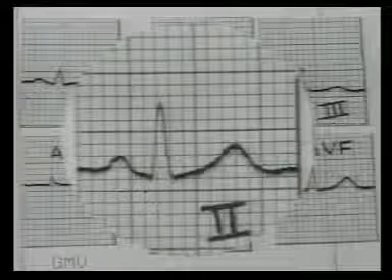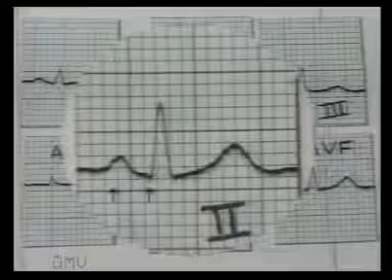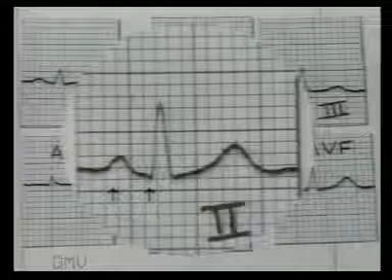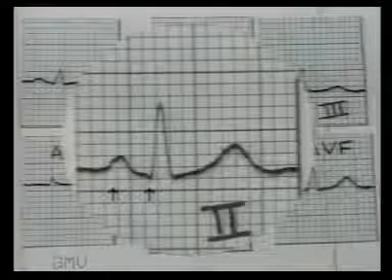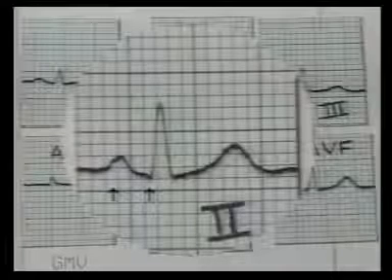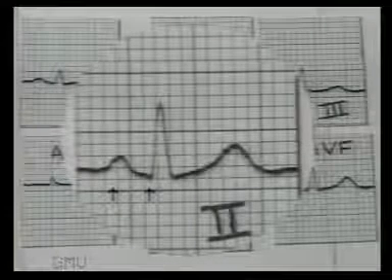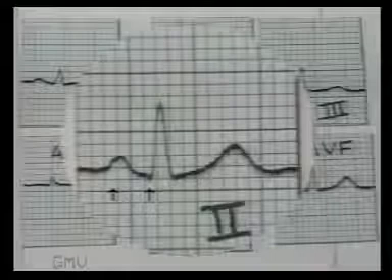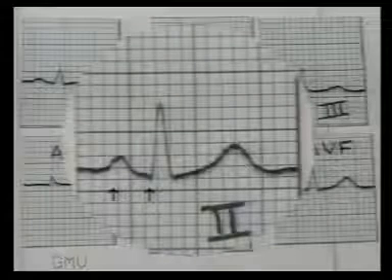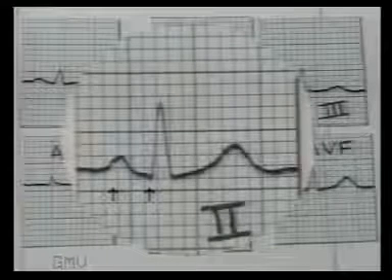Then measure the PR interval. Normally it is 3 to 5 millimeters. If it is increased to 5 millimeters or more, it is a first degree AV block. In such a case, note if there are any dropped beats suggesting second degree heart block.